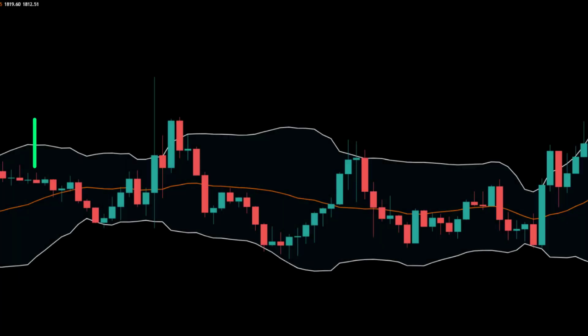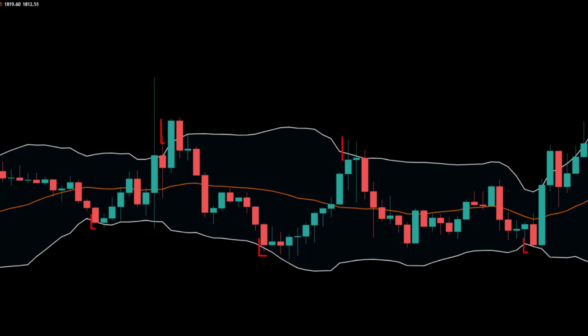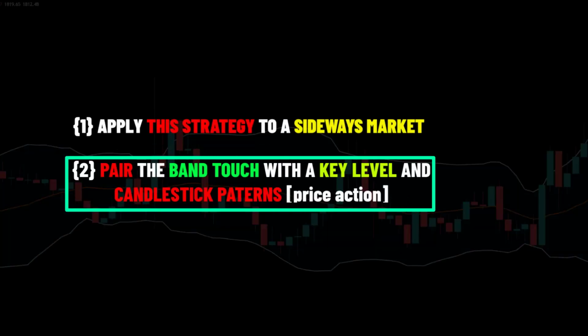Look at how the bands are moving horizontally and price is moving sideways. So in this type of market movement, whenever price hits any of the upper or lower band, it results in quality reversal. The second way to get the most out of this strategy is to pair the band touch with a key level and candlestick price action. Let me show you.